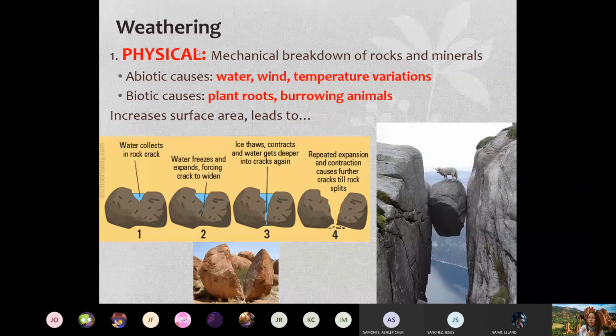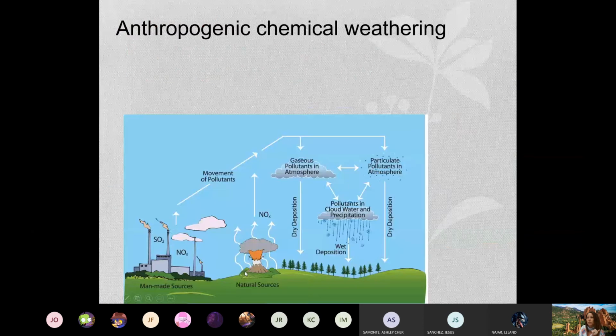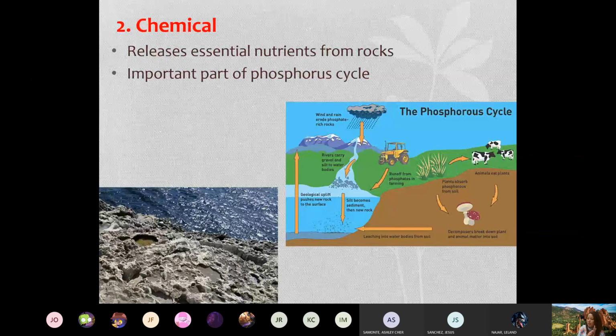All right. When you get that physical breakdown, it increases surface area, and that leads to even further breaking down. So here's an example of ice wedging, which is a type of physical weathering. Water collects. The water, just like an ice cube, expands when it freezes, and then when it thaws, the water's able to dig down in those cracks that were caused by the ice, and then eventually you end up with stuff like this. All right. The next one is chemical weathering.